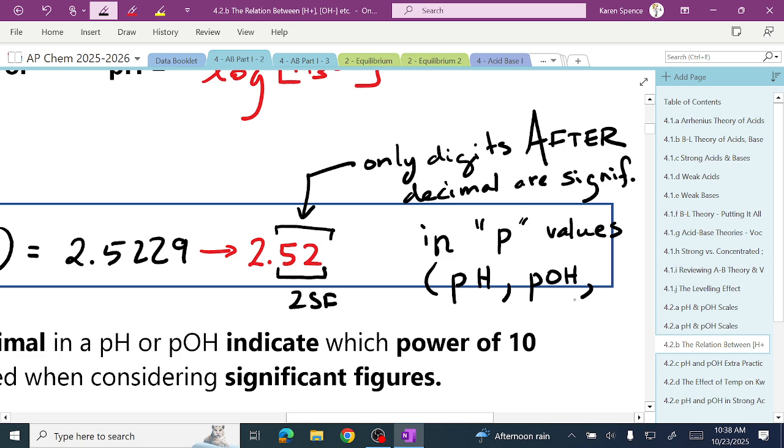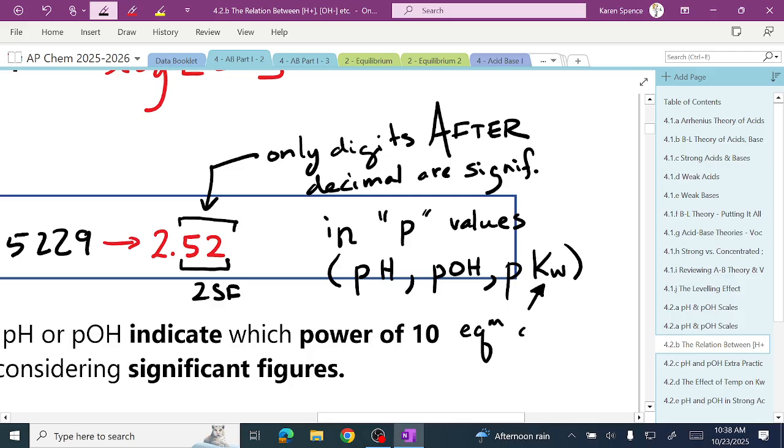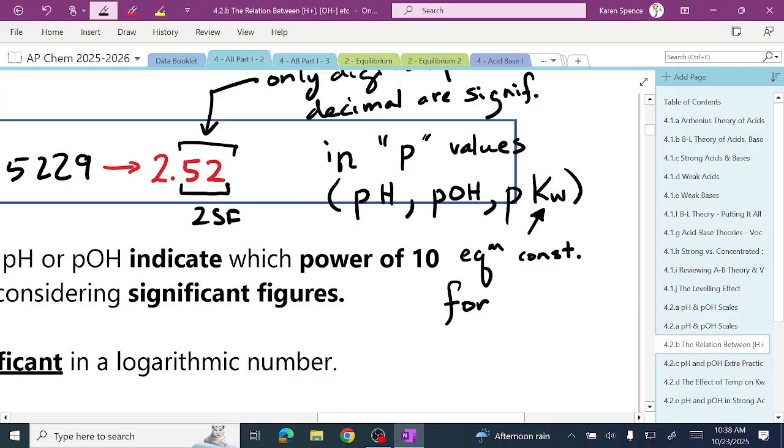There's pH, there's pOH. What's the other P thing that we have? pKw, yes. What's Kw again? Kw is the equilibrium constant for the auto-ionization of water. I believe that's a term we did not get to yesterday.